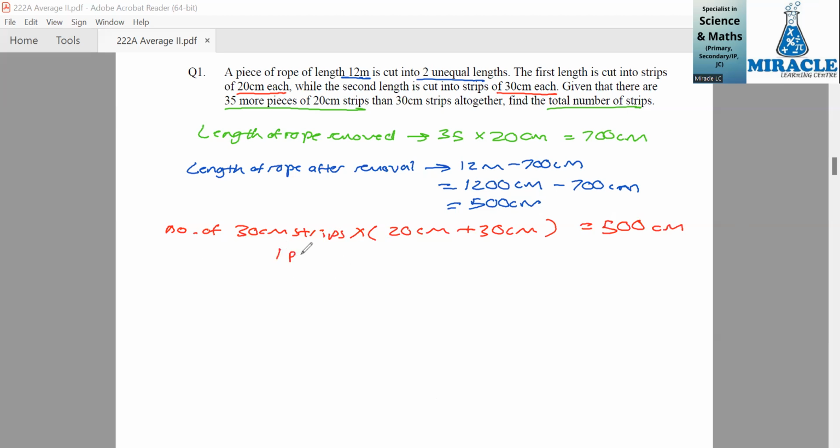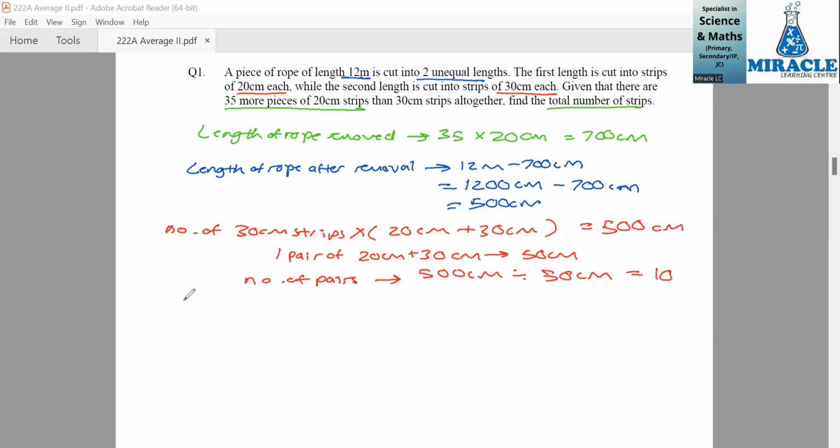So one pair of 20 cm plus 30 cm gives us 50 cm length in total. So number of pairs would be 500 cm divided by 50 cm. And this gives us 10. So there are 10 pairs and hence 10 30 cm strips.